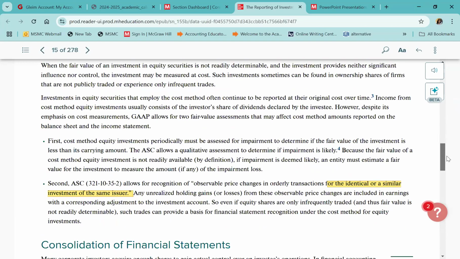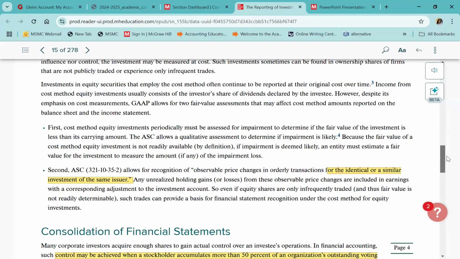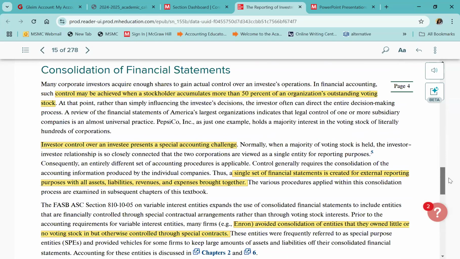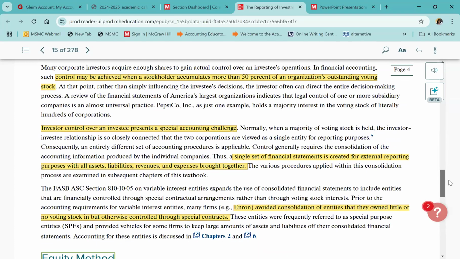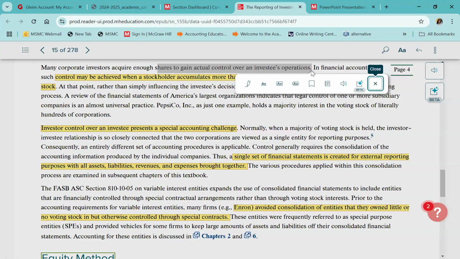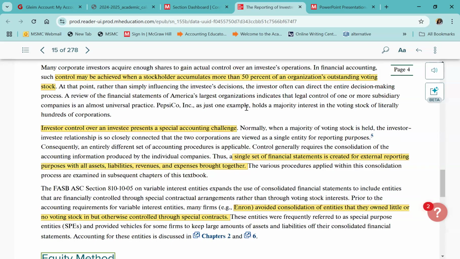Okay, I'm not going to talk a lot about the cost method, but I said that in the absence of the fair value, you can use the cost. Briefly, let's talk about consolidation because this is covered in detail in chapters 2, 3, 4, and 5. But in financial accounting, such control may be achieved when a stockholder accumulates more than 50%, okay? So many corporate investors acquire enough shares to gain control over the investee. When the investor purchases more than 50%.